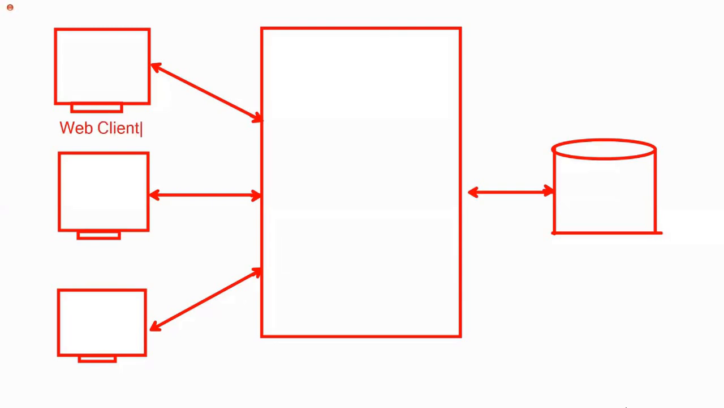Like this, we have web clients, nothing but browsers. Web client 1, web client 2, web client 3. There is no need to write this, because it is a general example. For every session tracking method, I'll give a separate diagram. This is the web server. This is the database.